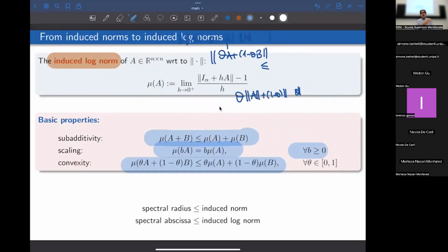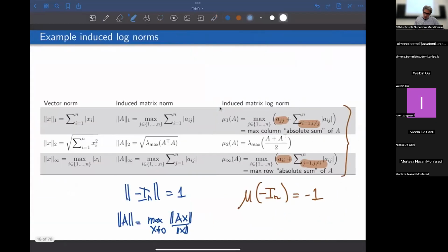So the induced matrix norm and the induced matrix log norm have many similar properties, but they also have substantially different aspects to them. Again, the induced norm is an upper bound on the spectral radius. The induced log norm is an upper bound on the spectral abscissa. In the book, there are entire careful classifications of all of the similarities and all of the differences.